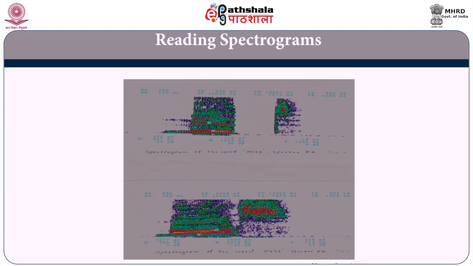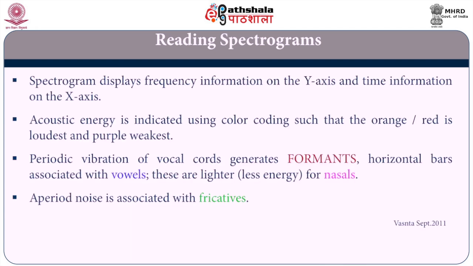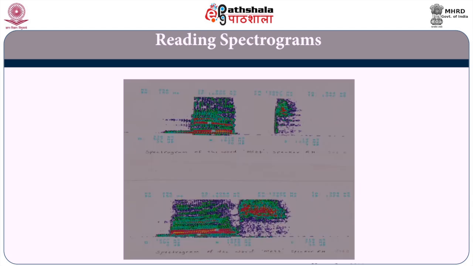Nasal sounds like n and m also have formant-like structure, but if you see in the spectrogram, there is not that much acoustic energy and they're weaker. You will not see red-colored antiformants associated with nasals. Aperiodic noise is associated with fricatives. So now see on the screen, you have a spectrogram showing nasal antiformants.